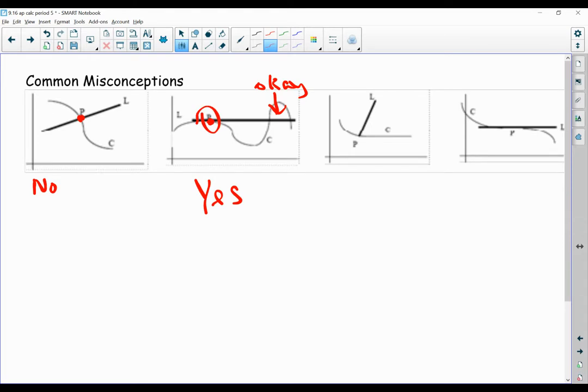around point P. Okay, third picture, is this line L a tangent to point P? Nope, not the same slope. And this one is interesting.